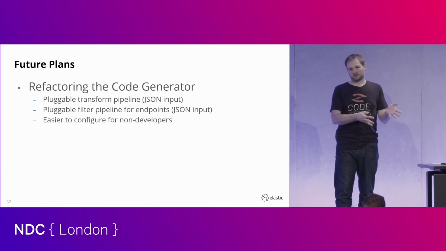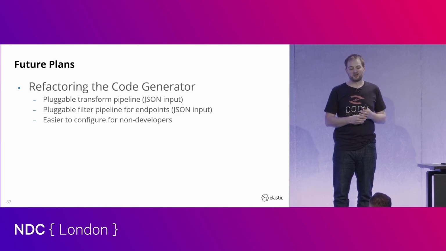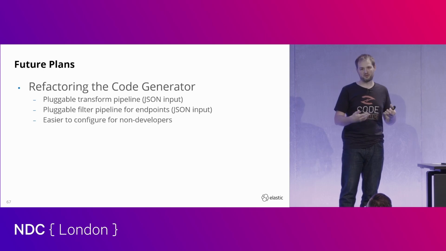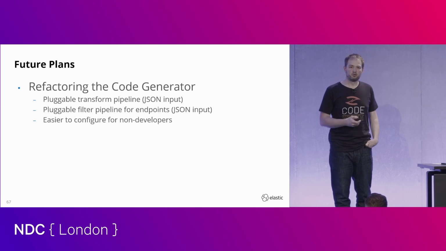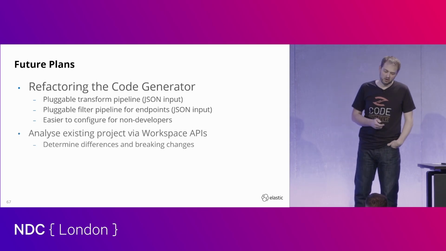Ultimately, I want to make this something that we can hand off to other teams that makes it easier for non-developers in those teams to configure it through JSON files, rather than having to figure out what's going on. I want to hide all the complexity of Roslyn for them.